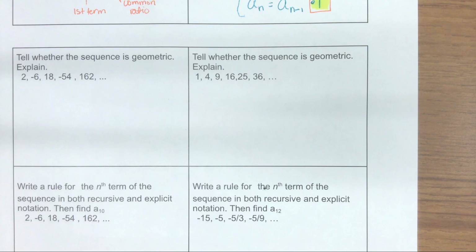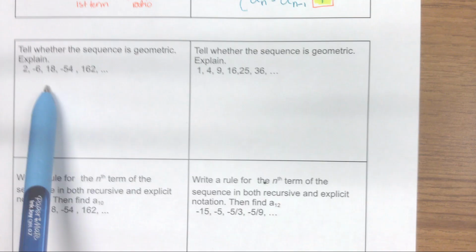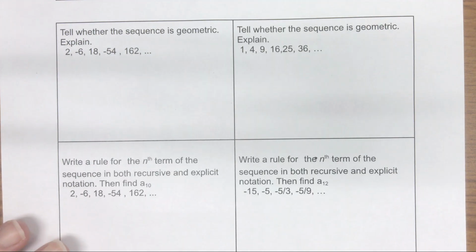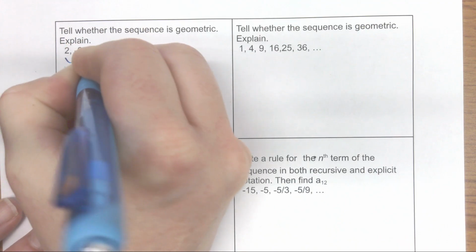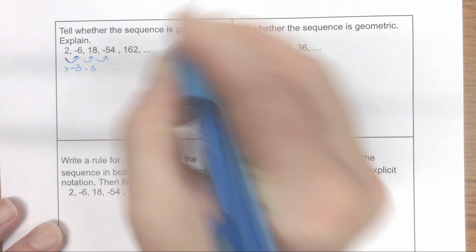Okay, let's see. What do you think? What did you guys say? First one, yes. Second one, no. So what are we multiplying by to get the next term in this one? -3. Okay, so this is times -3, times -3, and so on. So this is a yes.